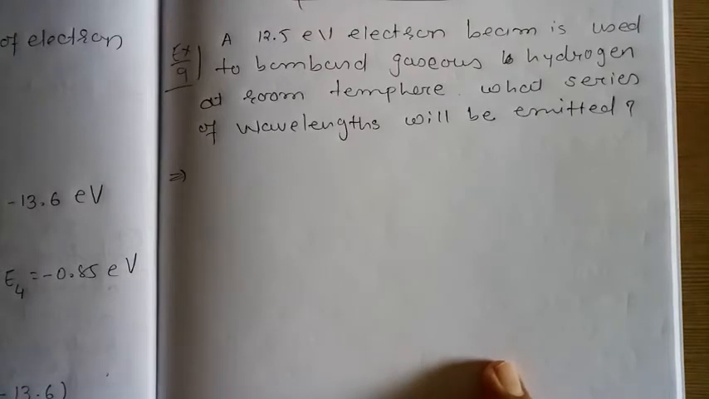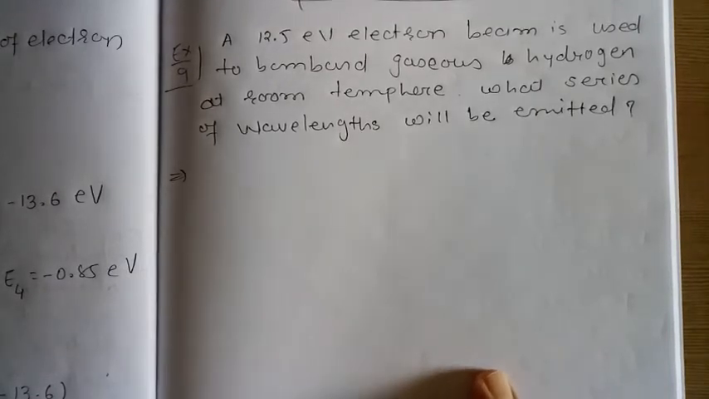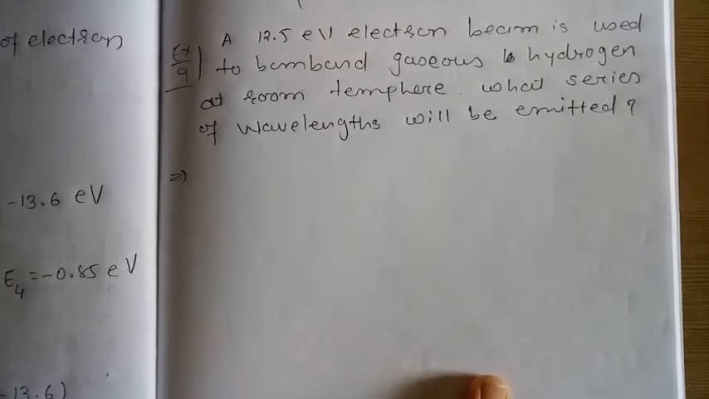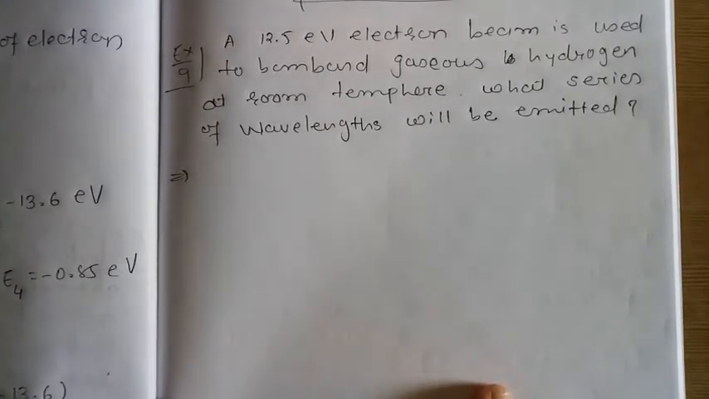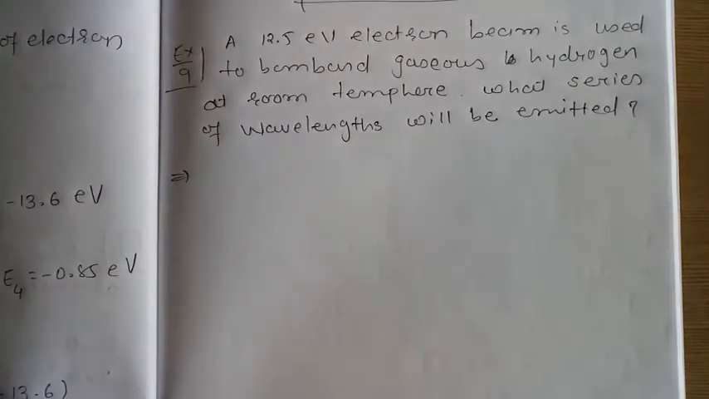So here again the energy will be changed, because we know that in ground state the energy of hydrogen gas at room temperature is minus 13.6 electron volt, and here we bombard it, so the energy is 12.5 electron volt, right? So the energy becomes minus 13.6 plus 12.5 electron volt, which is the remaining.